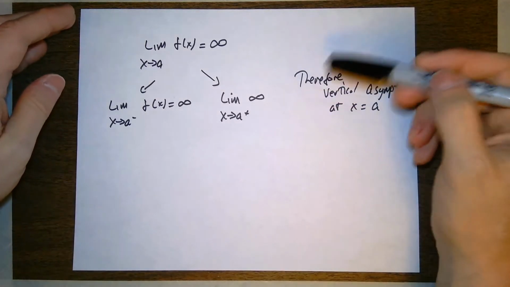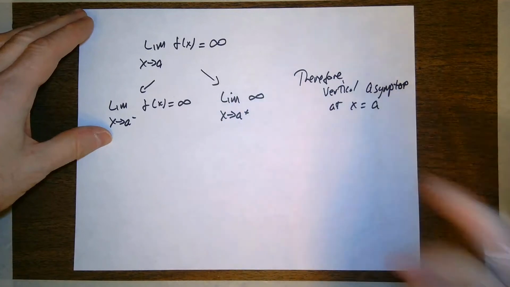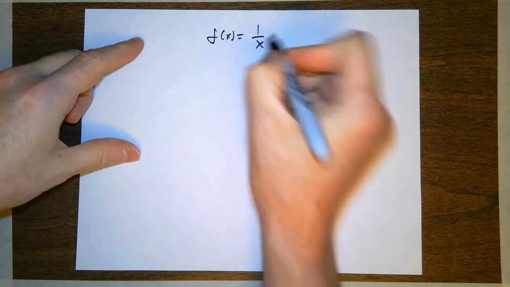The one that would give us a hard time is if this was mixed up, if it wasn't the same going both ways. And I think we know an example of that already. Consider the function f of x equals 1 over x.